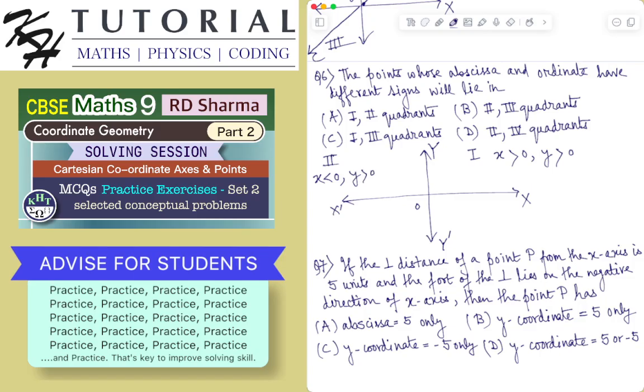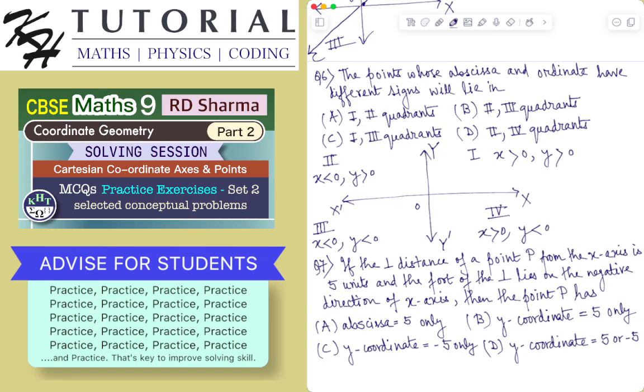In the second quadrant, the abscissa of all points will be negative, x less than 0, since the second quadrant is toward the negative direction of the x axis, and y will be greater than 0, since it lies above the x axis, in the positive direction of the y axis. For the third quadrant, x will be less than 0 and the ordinate will also be less than 0. And in the fourth quadrant, the abscissa of all points will be greater than 0, and the ordinate will be less than 0.